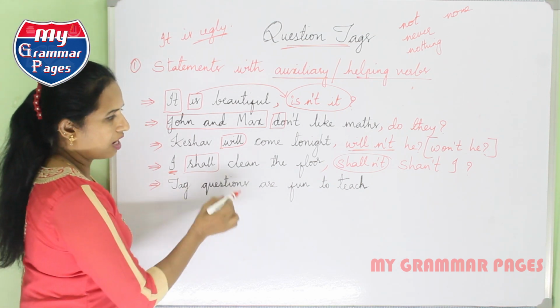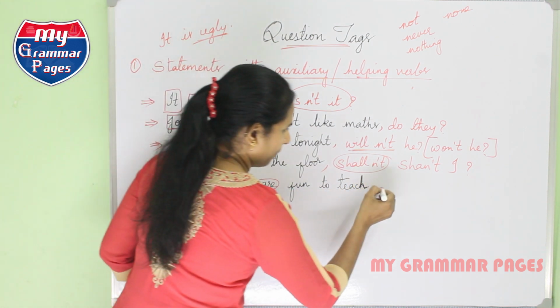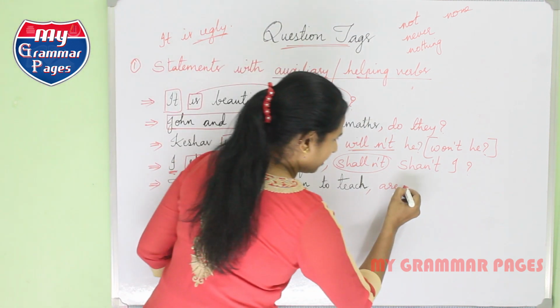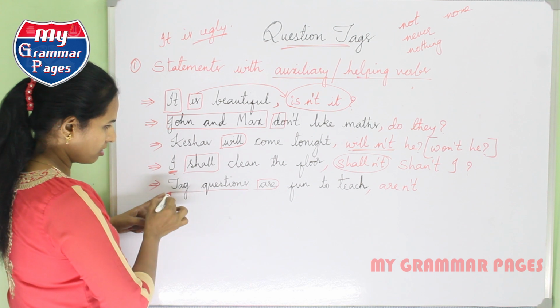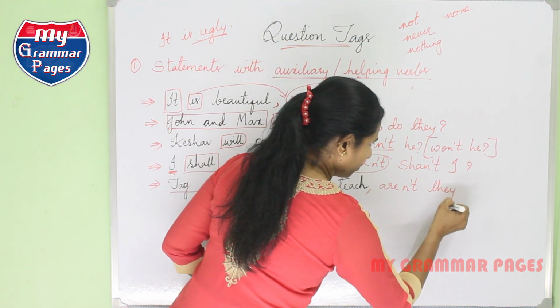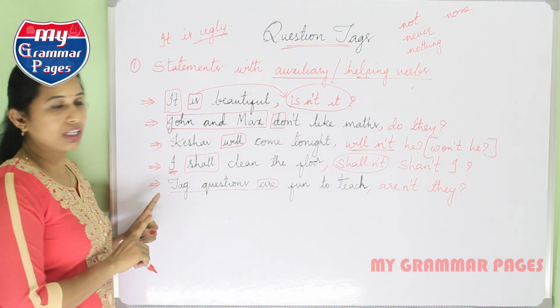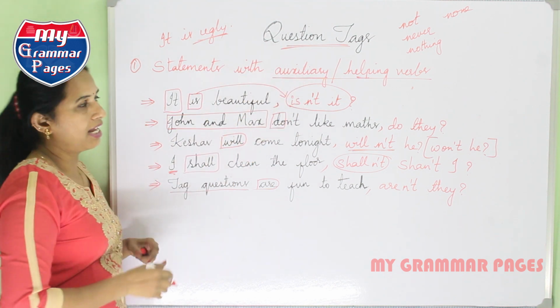And the last one. Tag questions are fun to teach. This is the helping verb. Bring it. And this is once again a positive statement. I'm making it negative. Tag questions is plural form. I'm taking the third person plural, aren't they? So this is all about writing a question tag for the statements with the auxiliary and helping verbs.